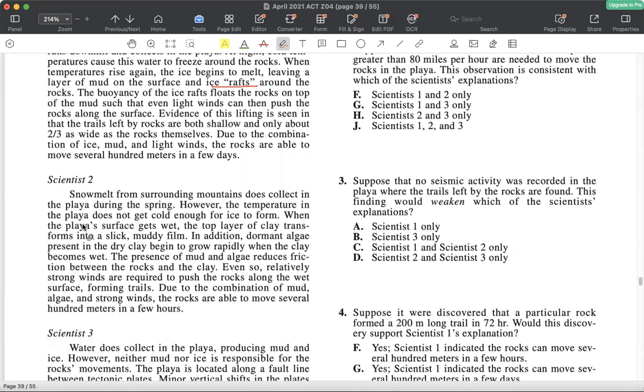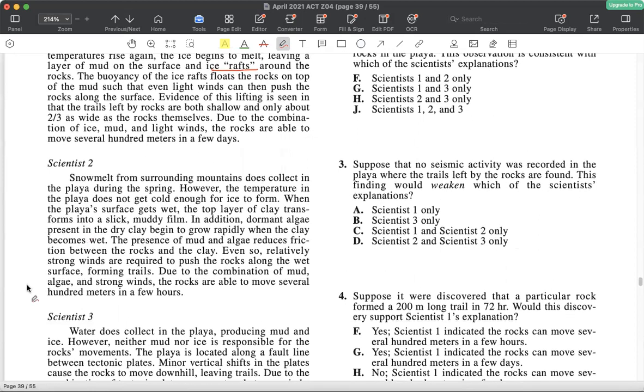Scientist 2. Snowmelt from surrounding mountains does collect in the playa during the spring. However, the temperature in the playa does not get cold enough for ice to form. When the playa's surface gets wet, the top layer of clay transforms into a slick, muddy film. In addition, dormant algae present in the dry clay begin to grow rapidly when the clay becomes wet. The presence of mud and algae reduces friction between the rocks and the clay. Even so, relatively strong winds are required to push the rocks along the wet surface, forming trails. Due to the combination of mud, algae, and strong winds, the rocks are able to move several hundred meters in a few hours.